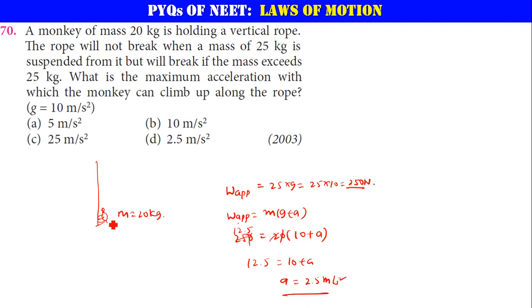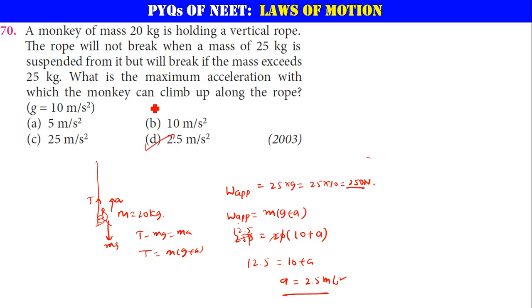You can also apply F net is equal to ma here. So mg is acting downwards, tension T upwards, and the acceleration of the monkey is say a. So T minus mg is equal to mass times acceleration. T is equal to m into g plus a. Are you getting the same equation as this? The apparent weight of the monkey should not be crossing the tension. That's how we don't want the rope to be cutting. So option is D here.